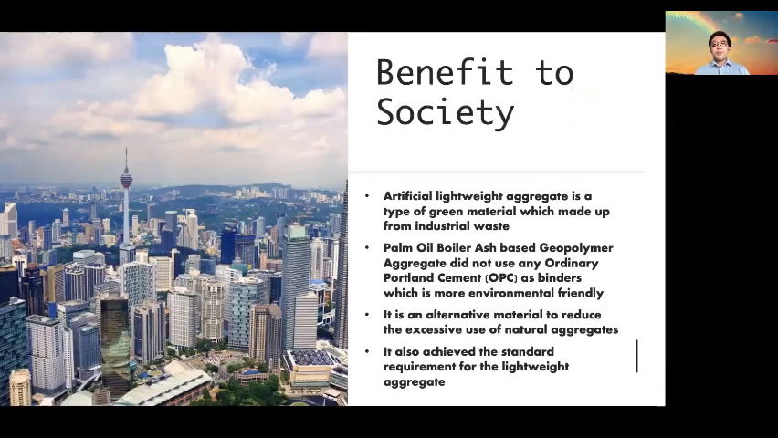This invention will bring benefit to society. Artificial lightweight aggregate is a type of material made from industrial waste. Plant oil boiler ash based geopolymer aggregate does not use any ordinary Portland cement, or PC, as binder, which is more environmentally friendly. It is an alternative material to reduce the excessive use of natural aggregate. It also achieves the standard requirement for lightweight aggregate.